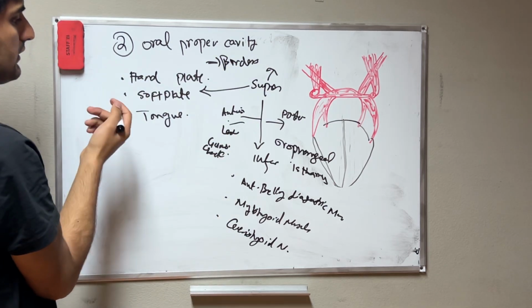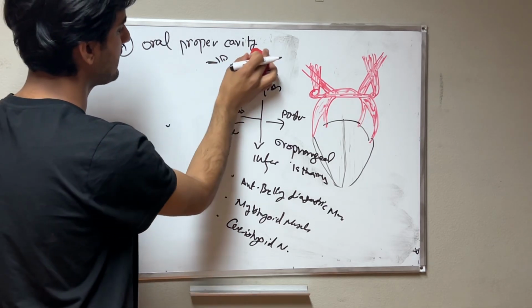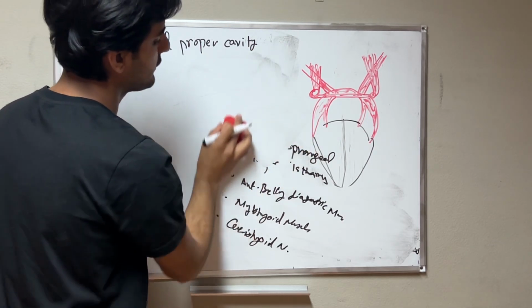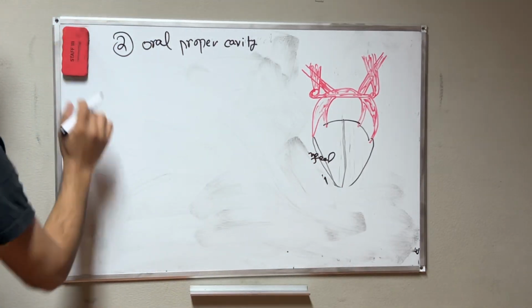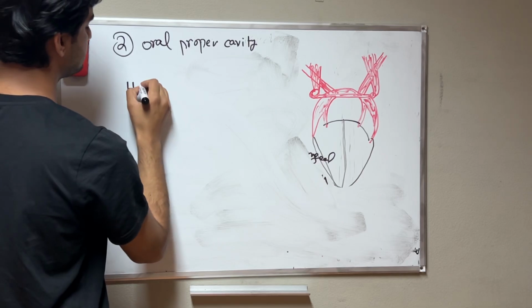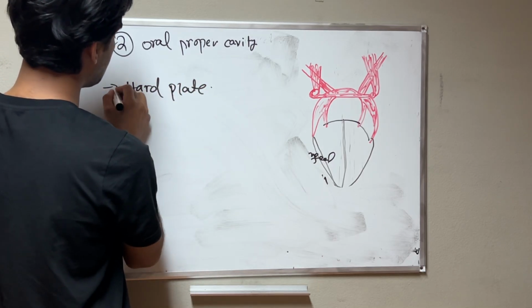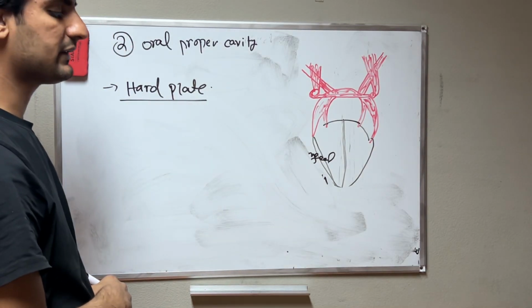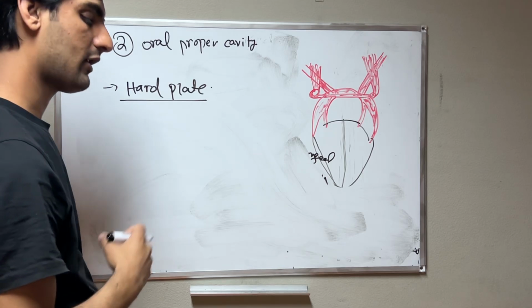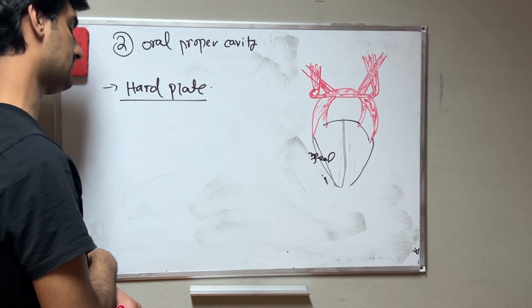Now we will continue with these three parts which we have in the oral proper cavity. First we have the hard plate. If you remember the palatine process of the maxilla bone, this is the hard plate. We can see this is bony, that's why we call it hard plate.